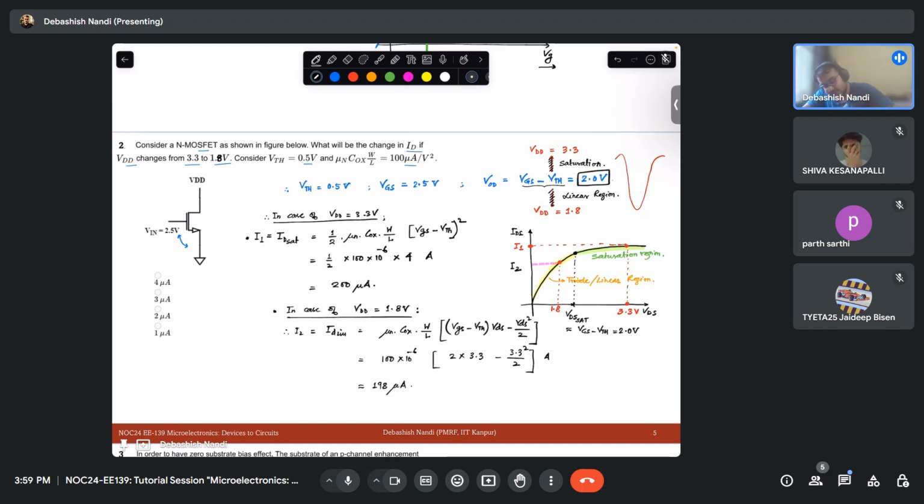So this value is 198 microampere, and the other value is 200 microampere. They want us to find this difference. So your delta ID will be the modulus of I1 minus I2, which is equal to 2 microampere. I think this is pretty straightforward, just using the formula.